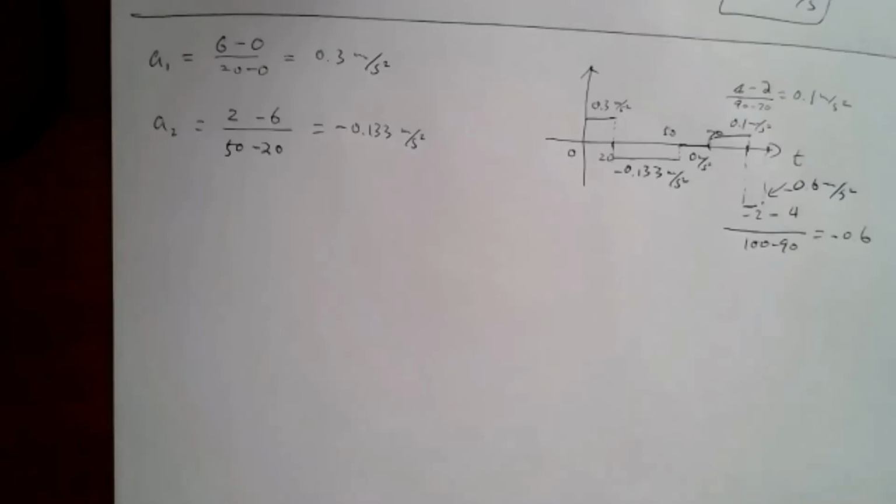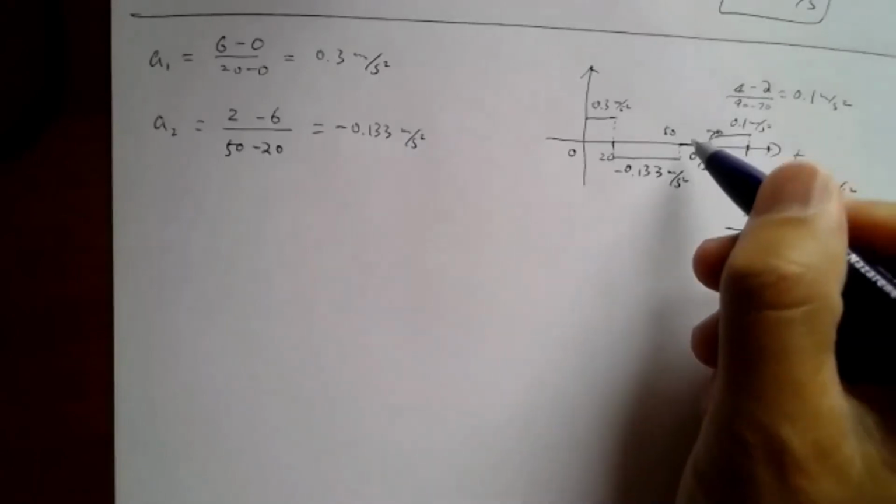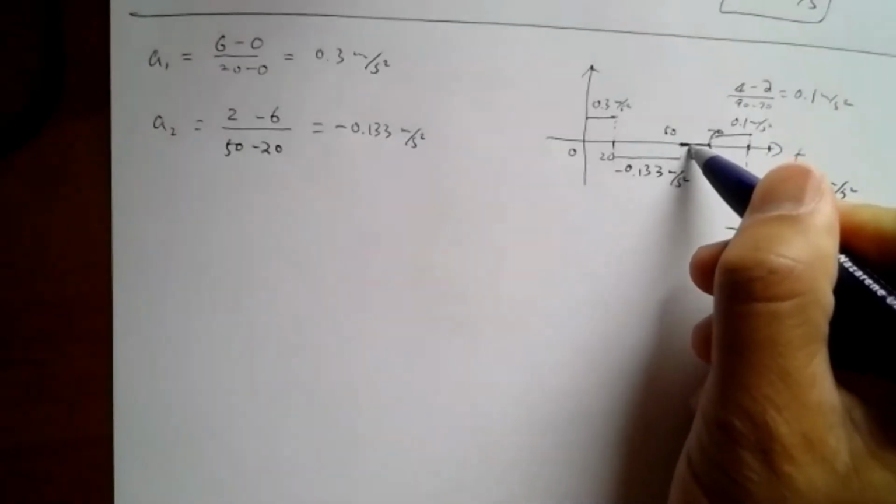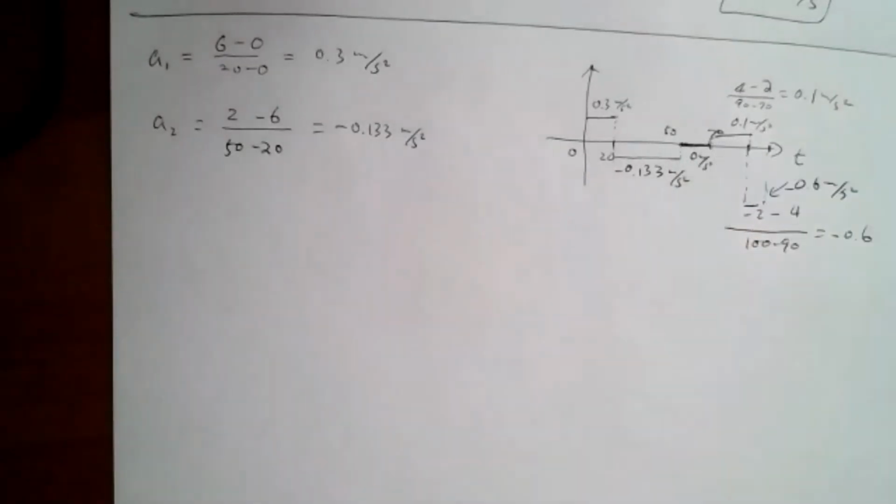Excuse me, Dr. Howe. Yes, go ahead. Can you explain the section between, so you have the 20 to negative 0.133, and then is that a line along the t-axis, between 50 and 70? Yes, looks like it. It's because acceleration between those two time instants is 0. So yes, you indicate a line there. Okay, thank you. You're welcome.